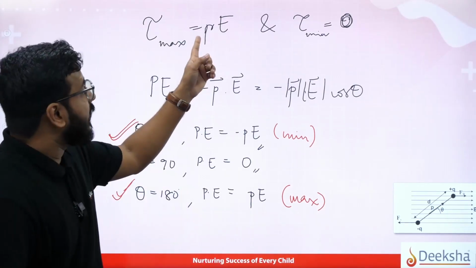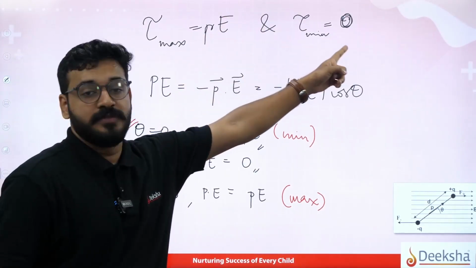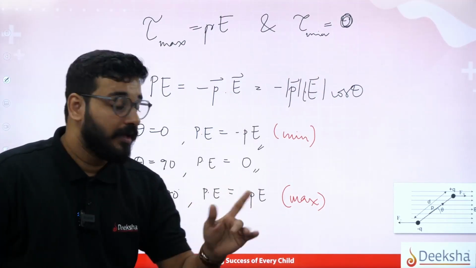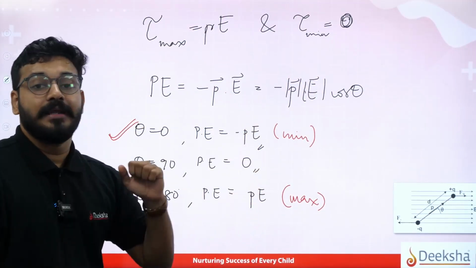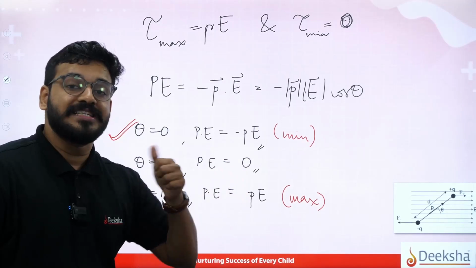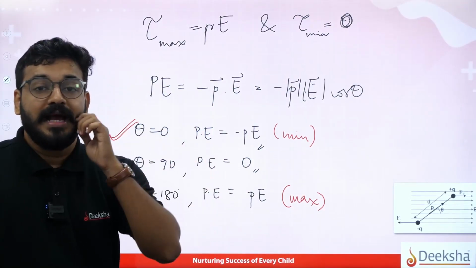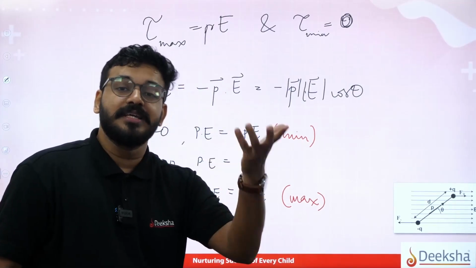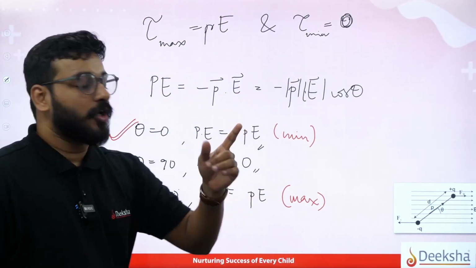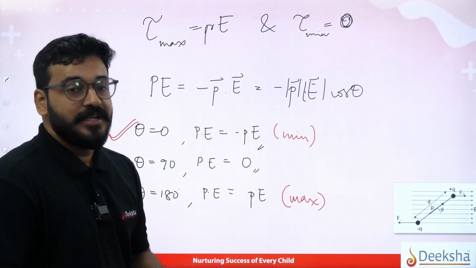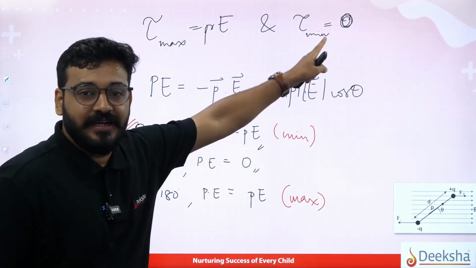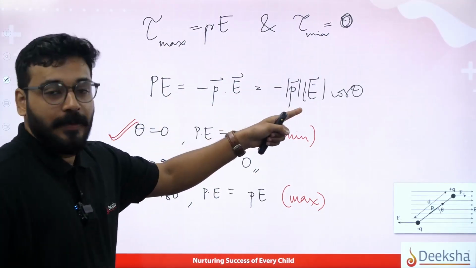So torque will be either some value or minimum 0. That is the torque value, no negative. But here it is entirely different. So the minimum potential energy value is not 0, it's a negative value. So this thing you have to keep in mind, and sometimes they will ask you just the ratio of torque and potential energy. So torque is P sin theta, potential energy is P cos theta.